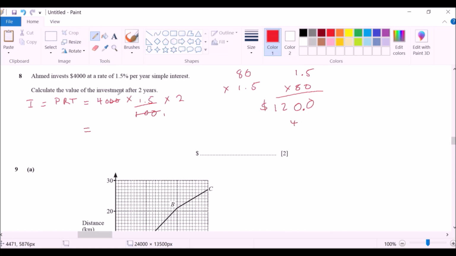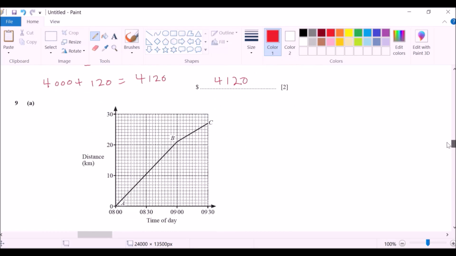The value of the investment will be equal to principal plus the interest, which is 4,000 plus 120, which is $4,120. So our answer is 4,120. A common mistake is to use the interest as the value of the investment instead of calculating the interest, then adding it on to the principal value. Let's move to number 9.